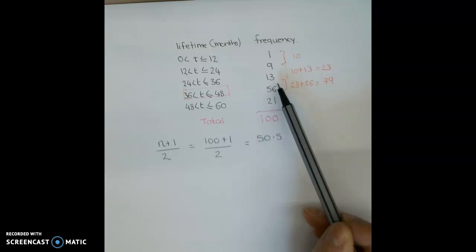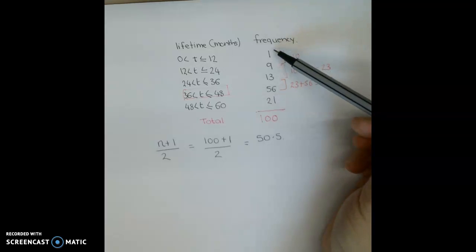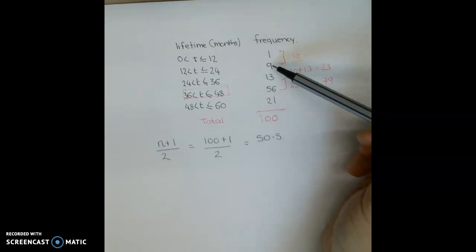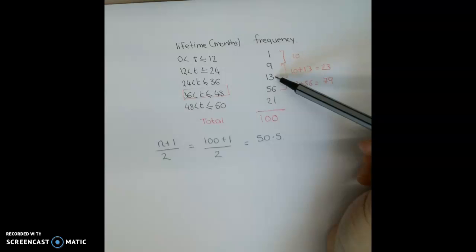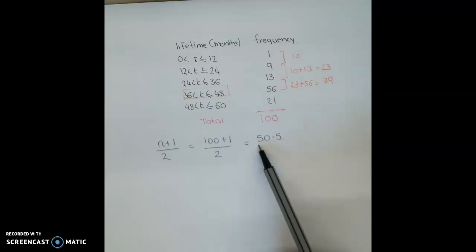Okay, so if you imagine them all out on a line, if you wrote out the 100 numbers in a line and then you counted to the 50.5th number, that would be our median, and that is exactly what we are doing here. So the first point, then your next 9 points, then your next 13 points, and then we know the next 56 points is the group that we're looking for, which contains 50.5.